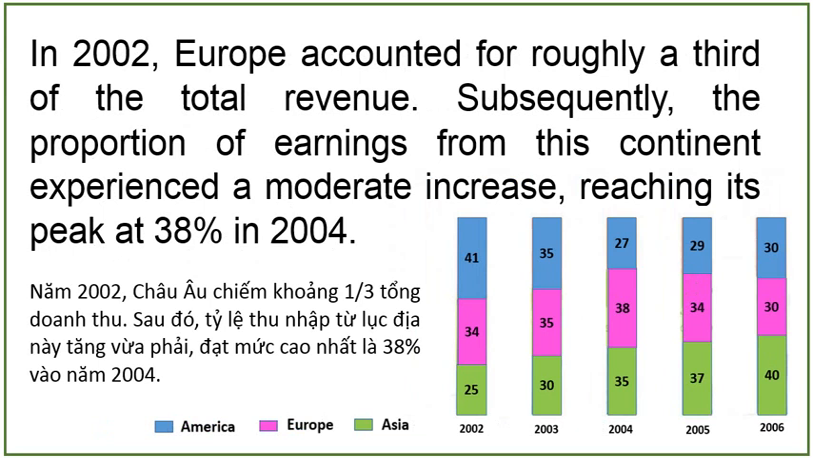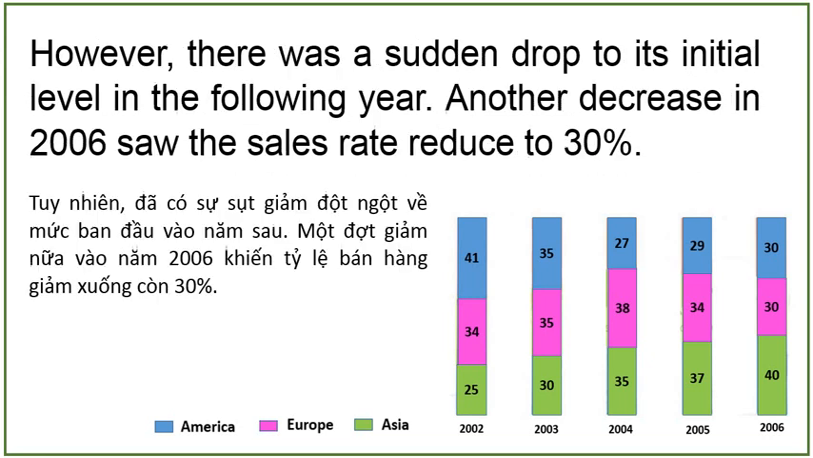Subsequently, the proportion of earnings from this continent experienced a moderate increase, reaching its peak at 38% in 2004. However, there was a sudden drop to its initial level in the following year. Another decrease in 2006 saw the sales rate reduced to 30%.